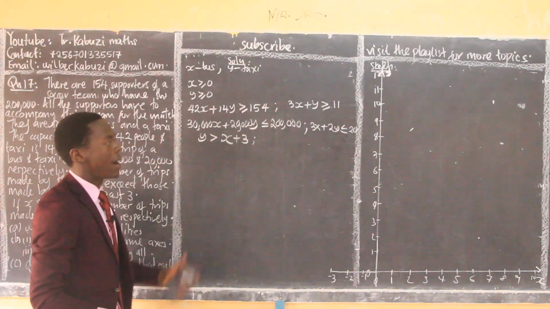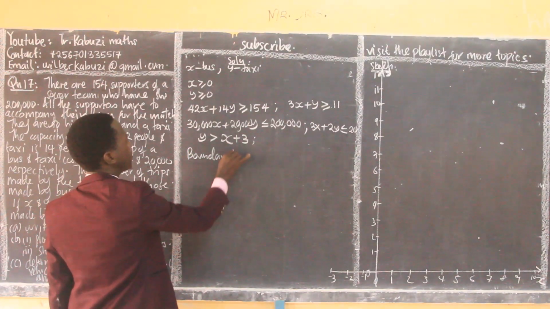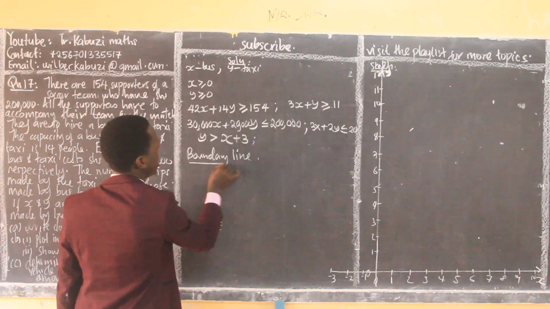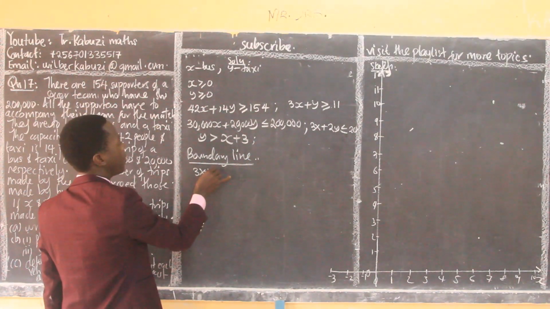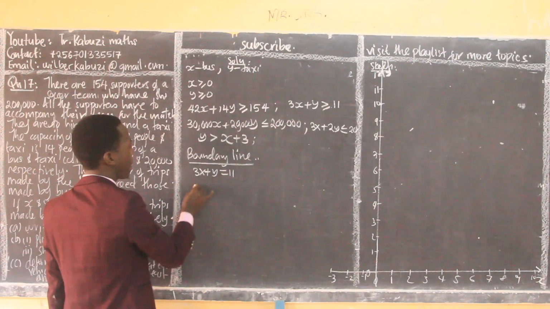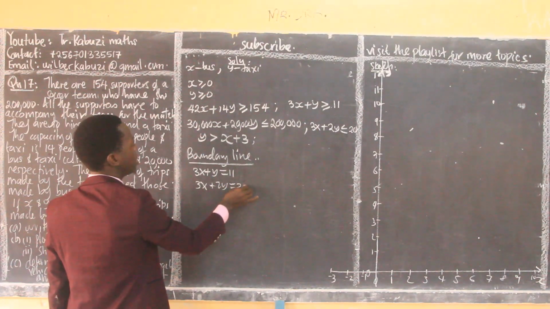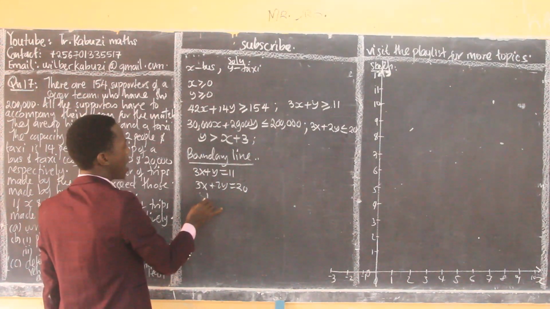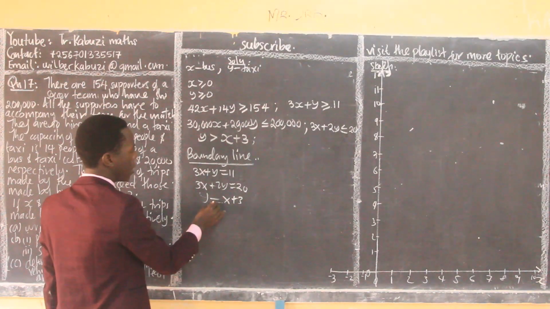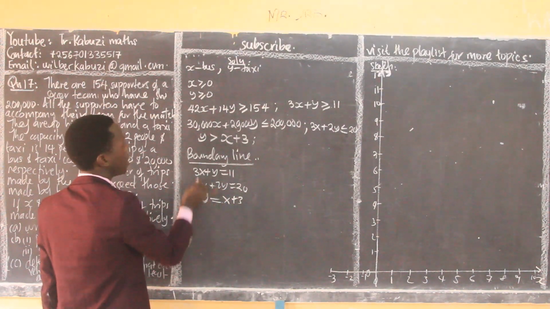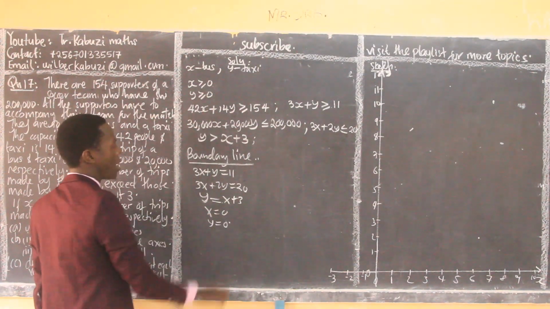Then we get our boundary lines. For the boundary lines, we just change the signs of these to equal signs. So 3X plus Y equals 11. Then we have 3X plus 2Y equals 20. Then we have Y equals X plus 3. Then we also have X equals 0, and Y equals 0. So those are our boundary lines.